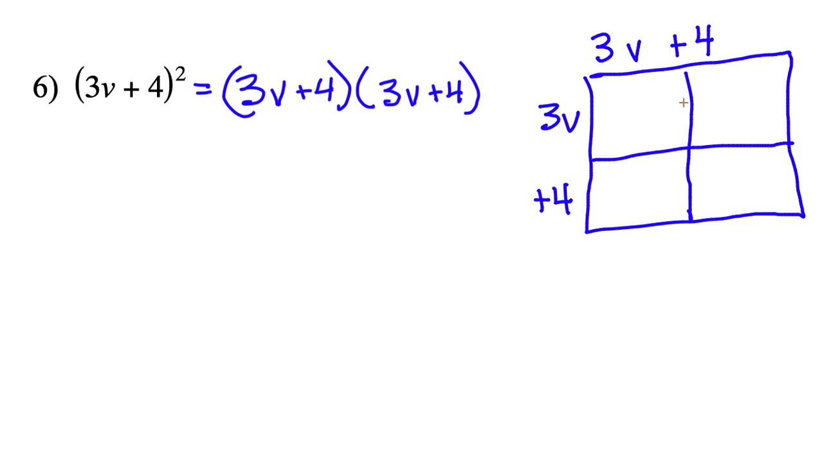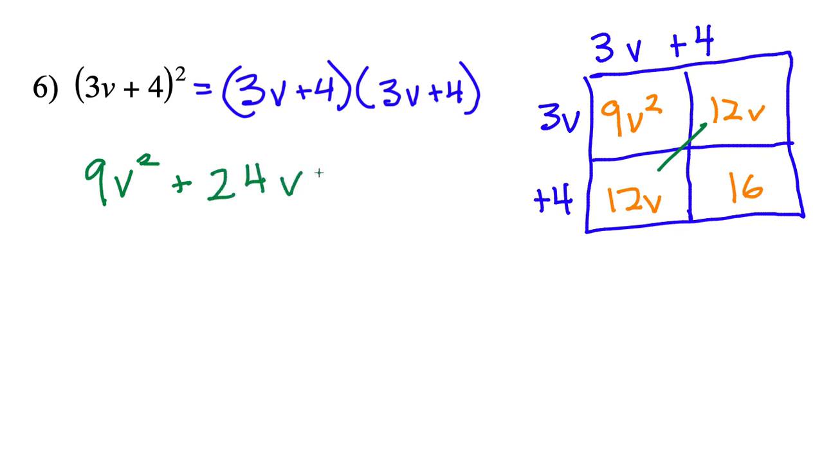And again, finding the area of each of these cells, this is going to be 9v squared, 12v, 12v, 16. Again, you should have this property that these diagonals, bottom left and top right, are the same term. They're like terms. And I can add those. So my final answer is 9v squared, I have a total of 12 and 12 of 24v, and plus 16. There is my final answer.